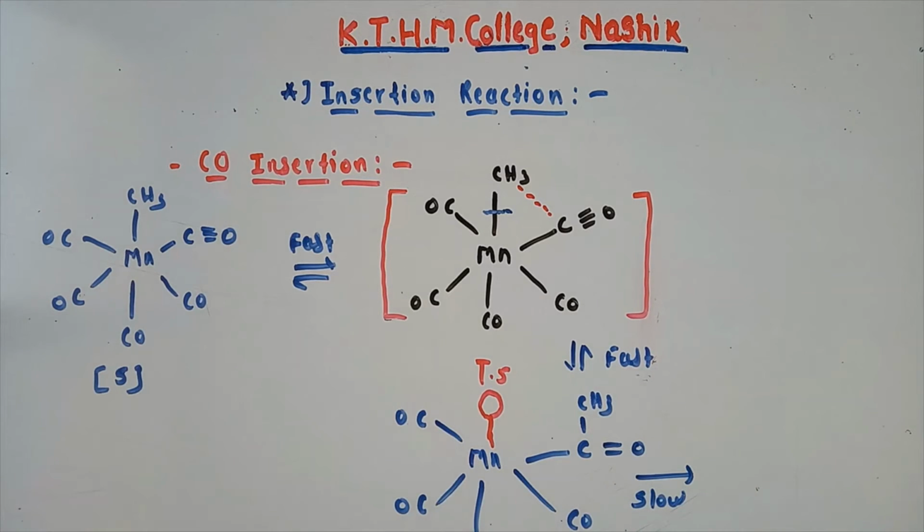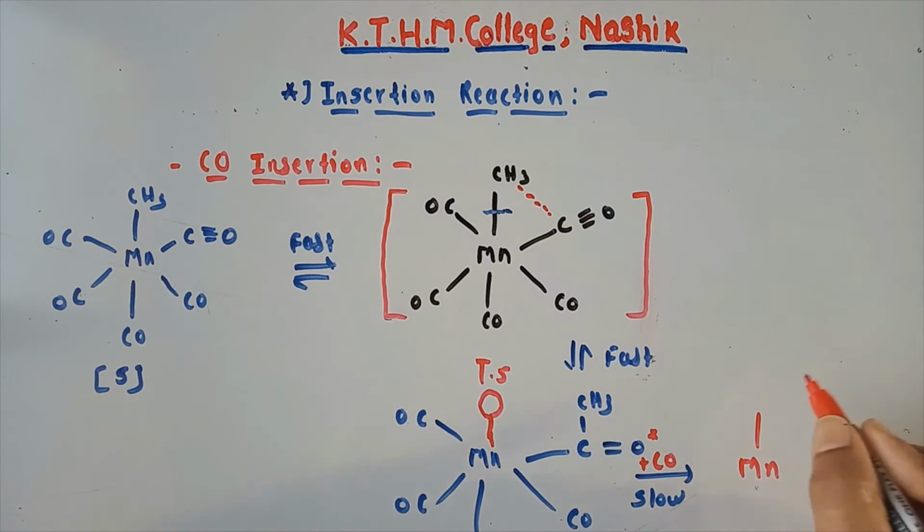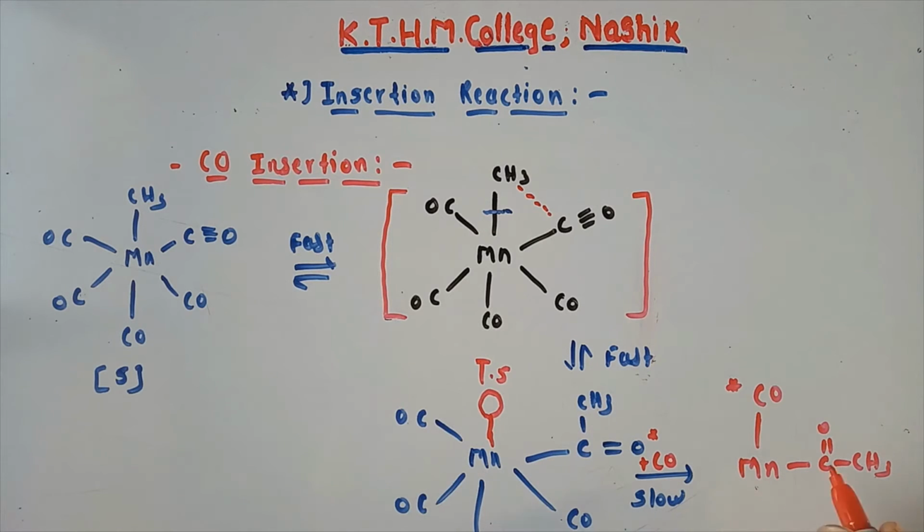Now the next step is the slowest one, that is the addition of CO, star CO. So I directly show here the CO star and C double bond O CH3, again with CO, CO, CO, CO. This is nothing but your product.